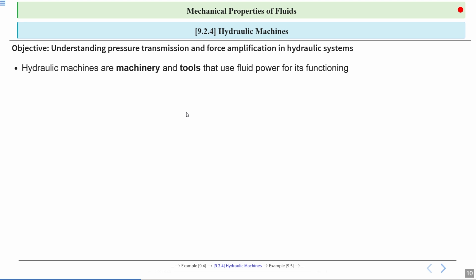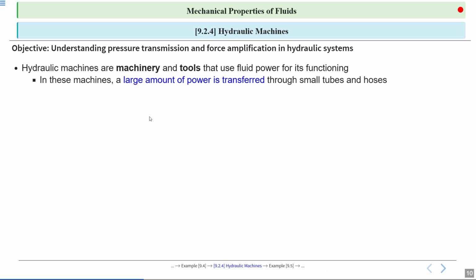So these are machinery and tools that utilize fluid power for their functioning. In hydraulic machines, a large amount of power is transferred through small tubes and hoses. This is a key feature because it allows for efficient power transmission over distances without the need for large cumbersome components.